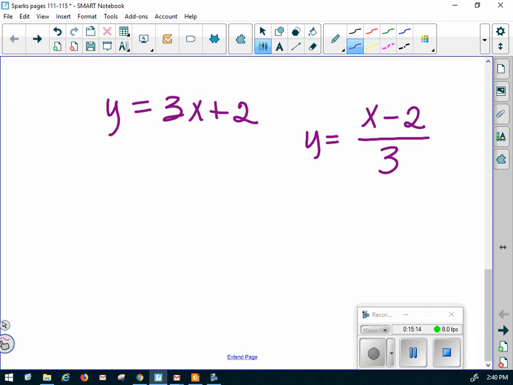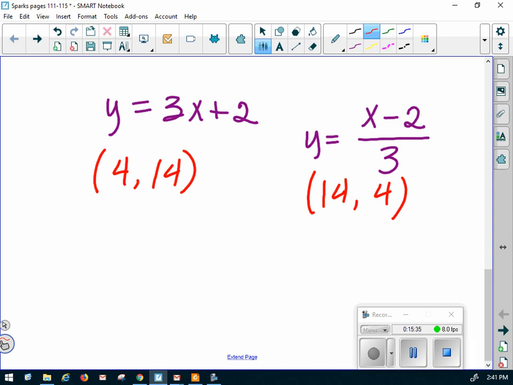Let's come up with some points. What if x is 4? What's y? 14. Over here, what if x is 14? 14 minus 2, 12 divided by 3. Look at that. The x's and y's change.